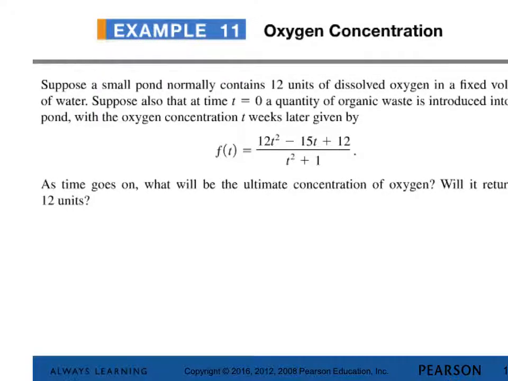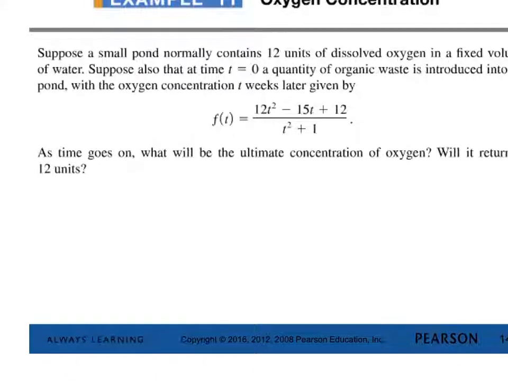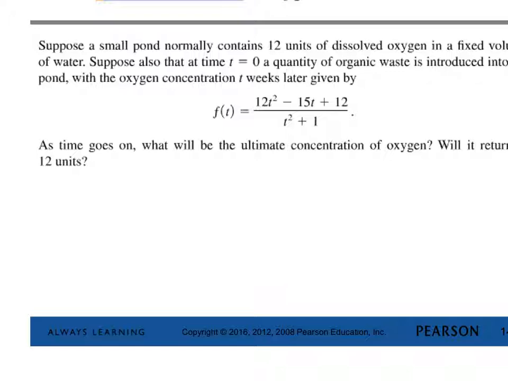So here we have an example of a word problem that's an application of limits. It says, suppose that we have a small pond that normally contains 12 units of dissolved oxygen in a fixed volume of water. And at time t equals 0, what's happened is that they've introduced some kind of organic waste into that pond. Organic waste might be any of a number of different things, but maybe they cleaned out the barn and they dumped all of the waste out of the barn into the pond, which is not a bright thing to do because then you're going to poison all your cows.